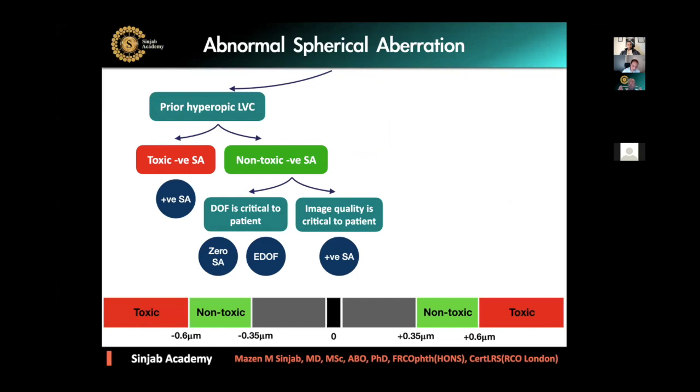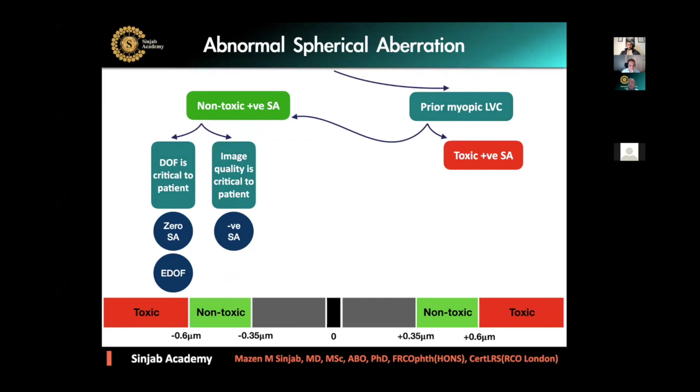If it is in the non-toric range, then we can think in the same way. If depth of focus is critical, 0 spherical aberration or EDOF. If the image quality is critical, we have to implant the positive because we have to reduce the negative spherical aberration. Prior myopic laser vision correction. If it is non-toric, depth of focus is critical, we keep it by the 0 or we enhance it by the EDOF. If the image quality is critical to the patient, we put negative spherical aberration because it is positive and we have to negate it. And if it is toric, of course, we have to push it towards the non-toric.